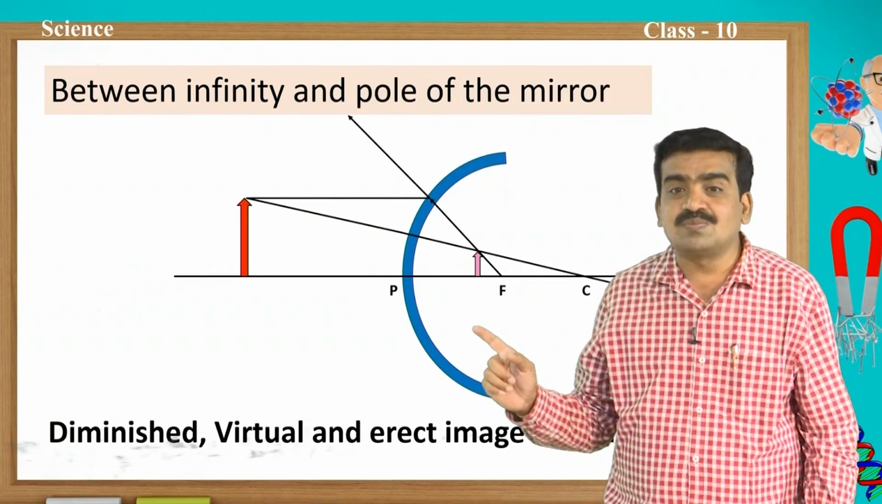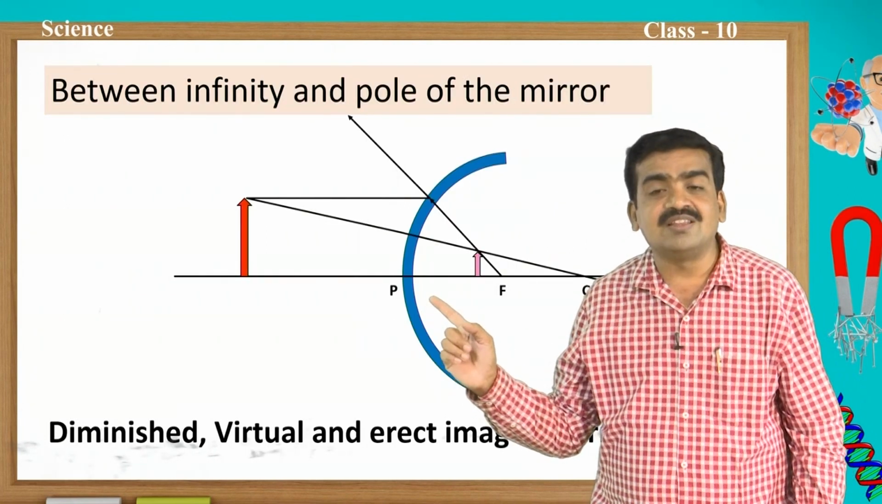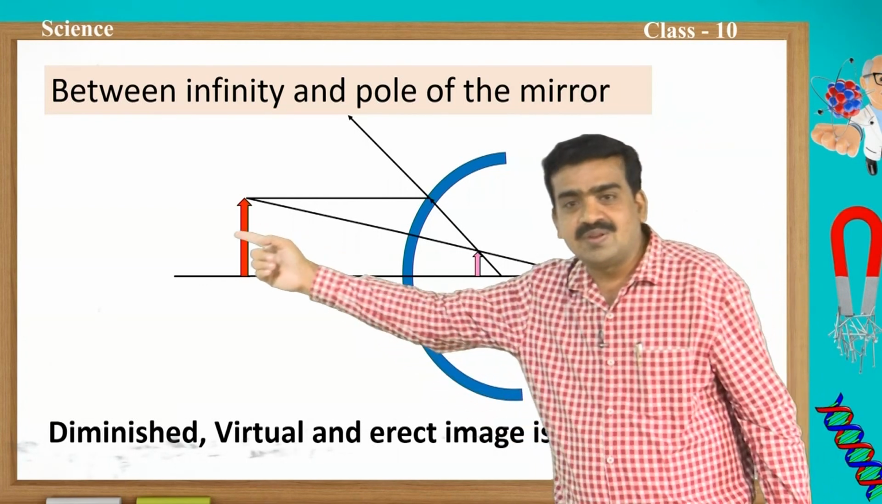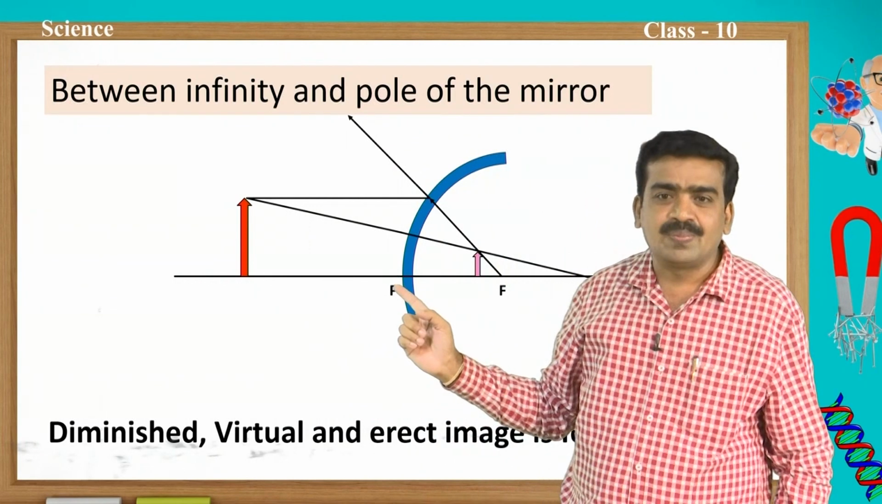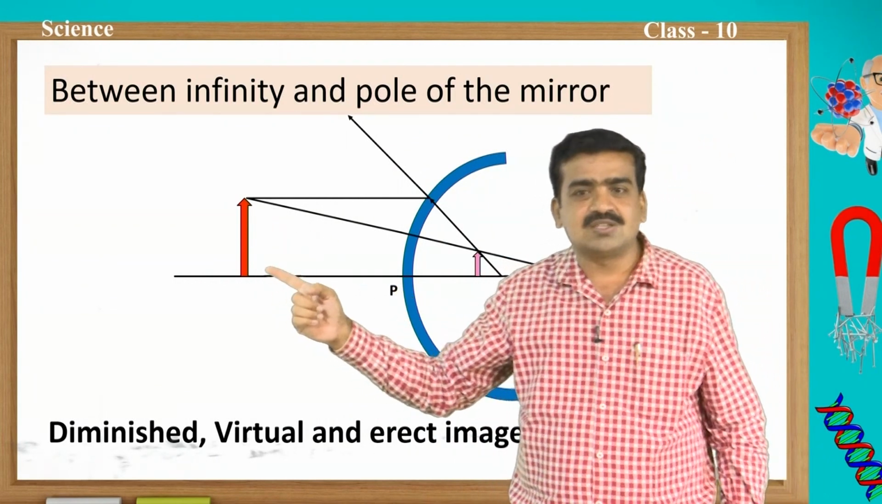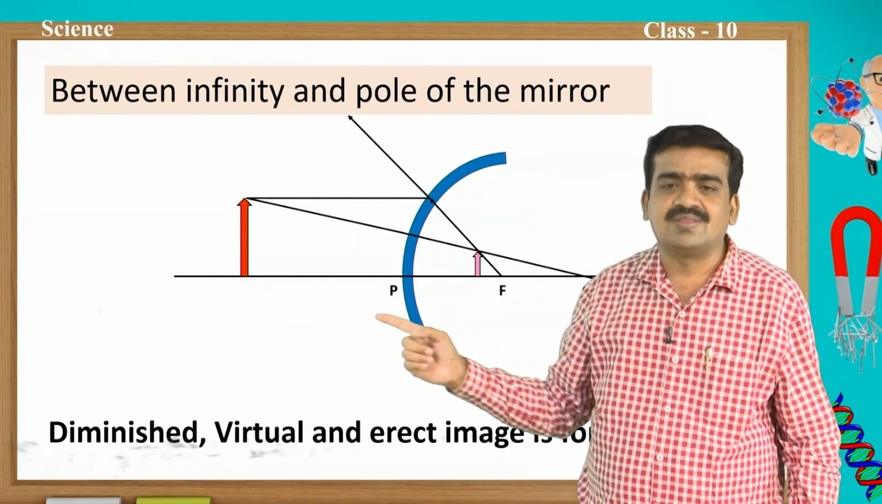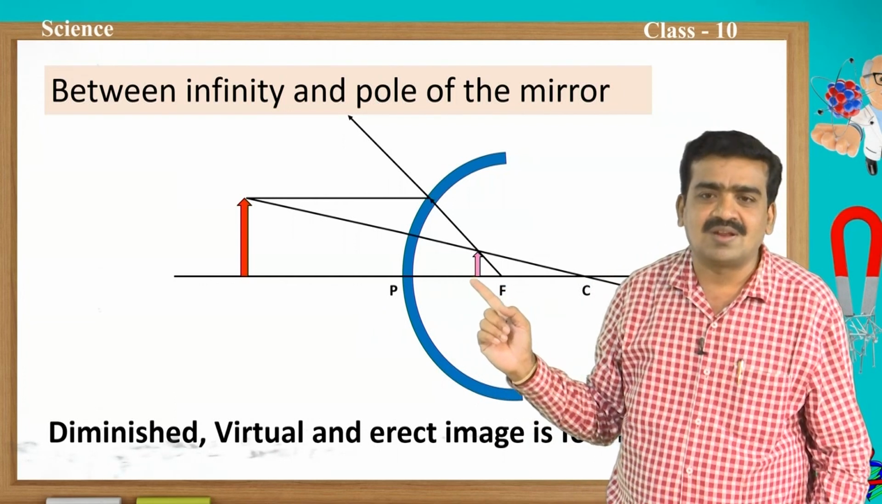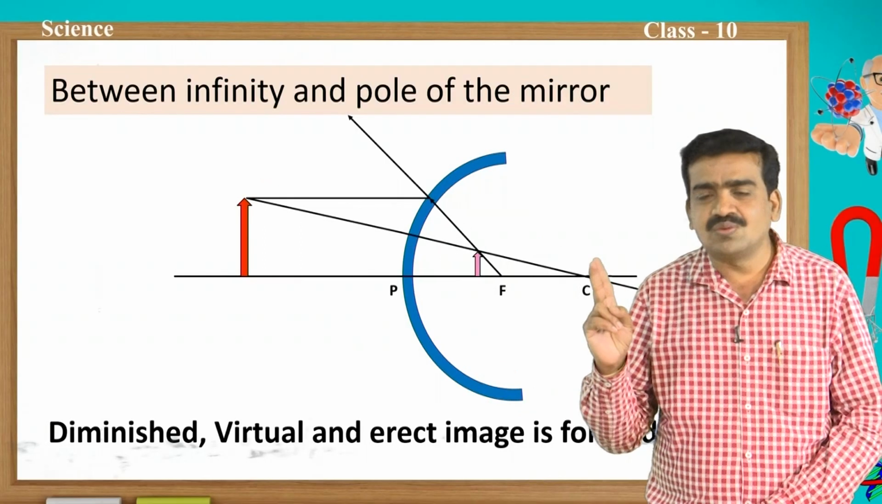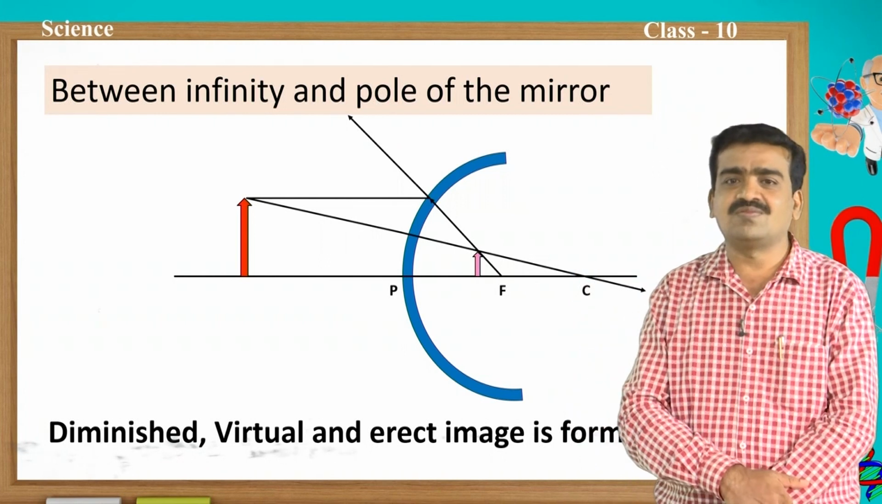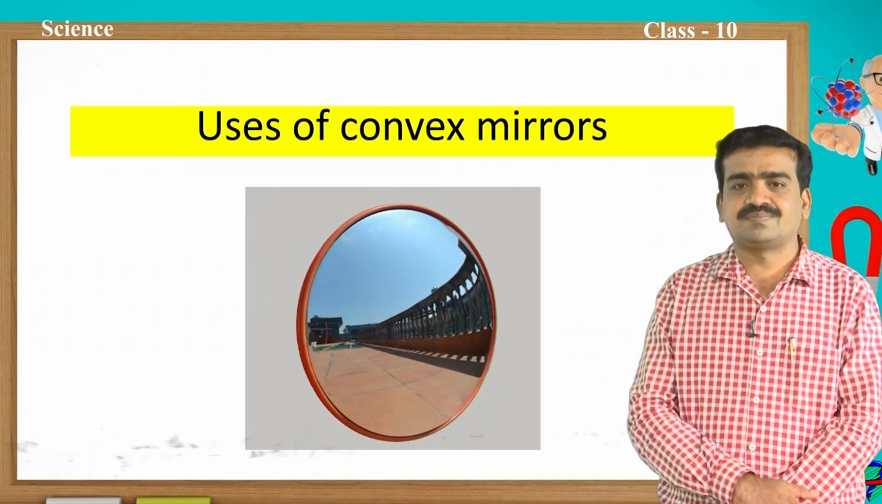When the object is placed between infinity and the pole P, we get the image over here like this, and in this case also a diminished, erect and virtual image is formed. These are the two important things you have to notice in case of a convex mirror.